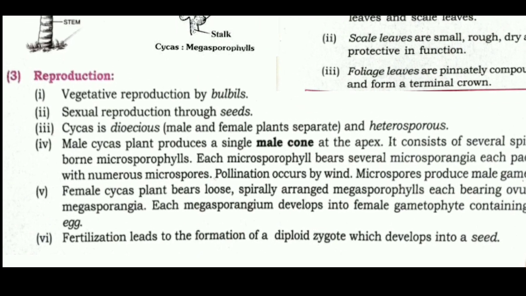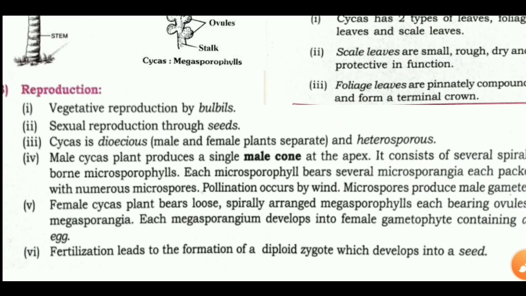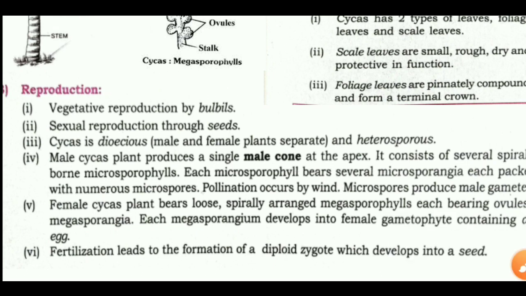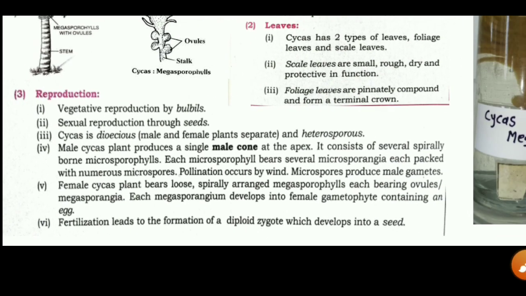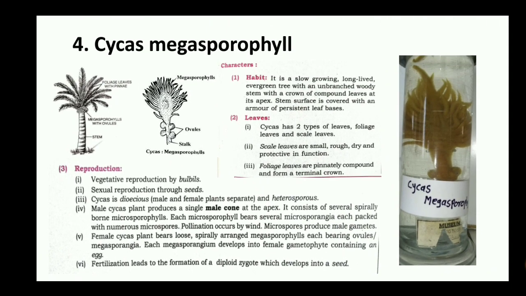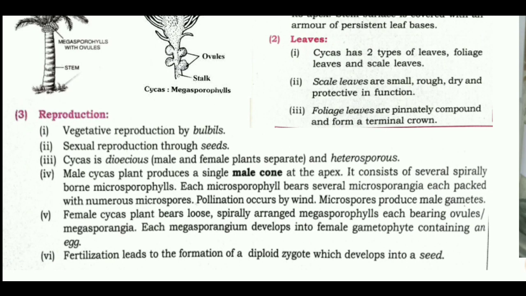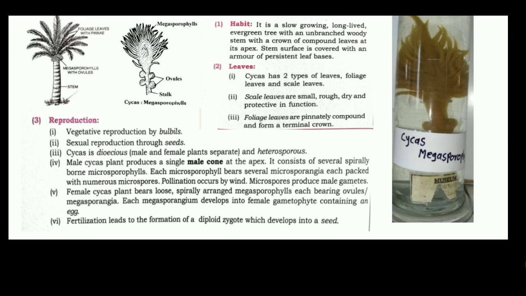Then here the pollination is brought about by wind, because see, these plants were able to produce seeds, but these seeds were naked seeds. That means there was no fruit, there was no flower. So if there is no flower, how will they attract insects? So these plants pollinate with the help of wind. So that was all about the Cycas megasporophyll.